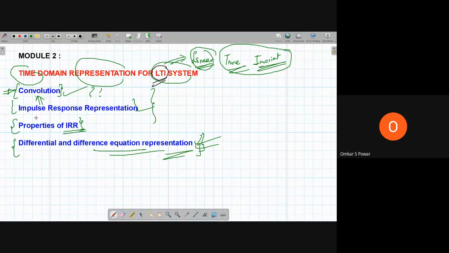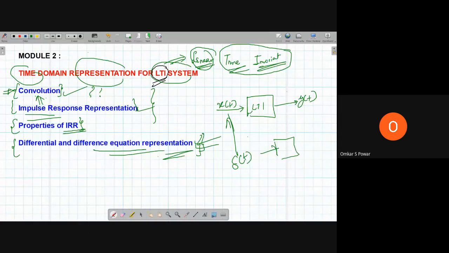So coming to this impulse response. What is this impulse response? You have an LTI system here. You have the input to the system, and you get the output from the system. So what is meant by impulse response? What is the response to the impulse of the system? Then it is called the impulse response.